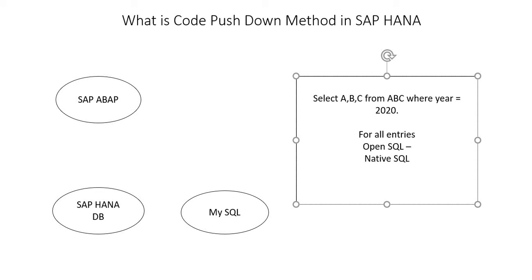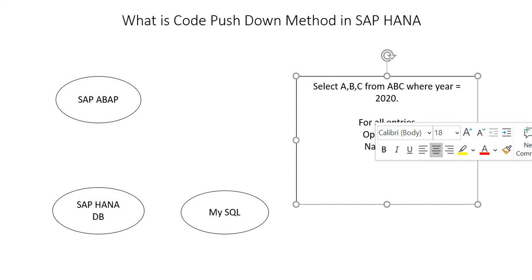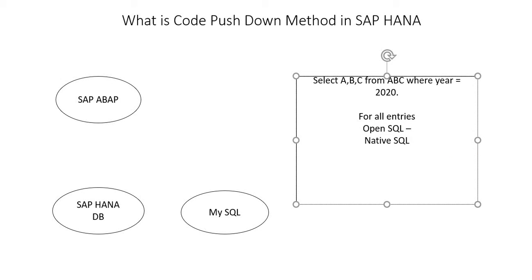And a few more things that are new in the market, like CDS views. Those are mostly used in S4 HANA. It is also a kind of extraction logic that you can write in the ABAP framework, and it's going to call the data from your HANA DB.